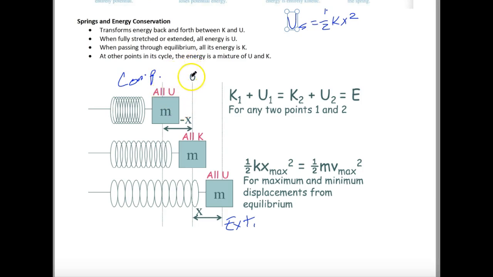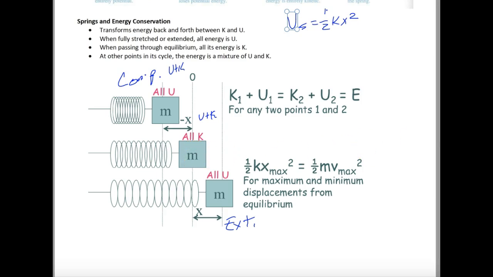So in between this line and this line, we're going to have both U and K. And over here, same thing. Between the two points, you have U and K. But right in the middle, it's all kinetic energy. That's where the spring is totally relaxed, so all the energy is now tied up in speed.